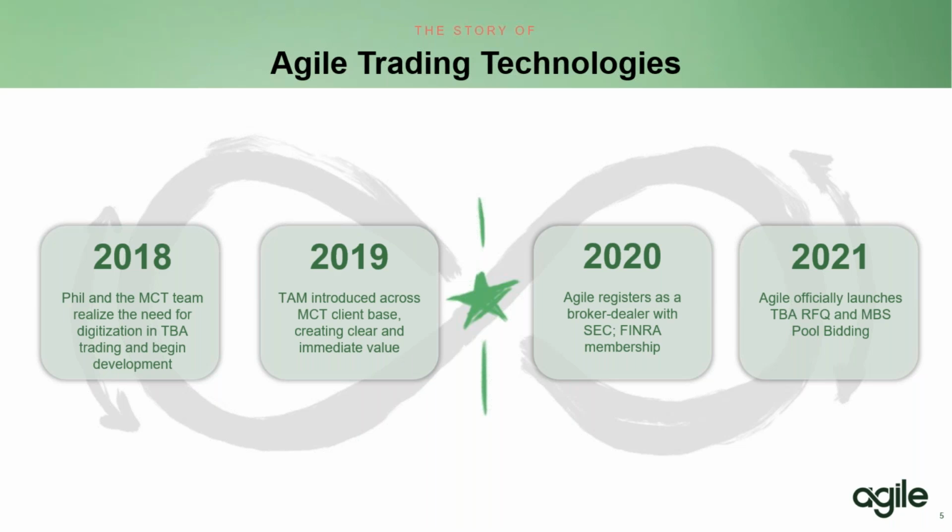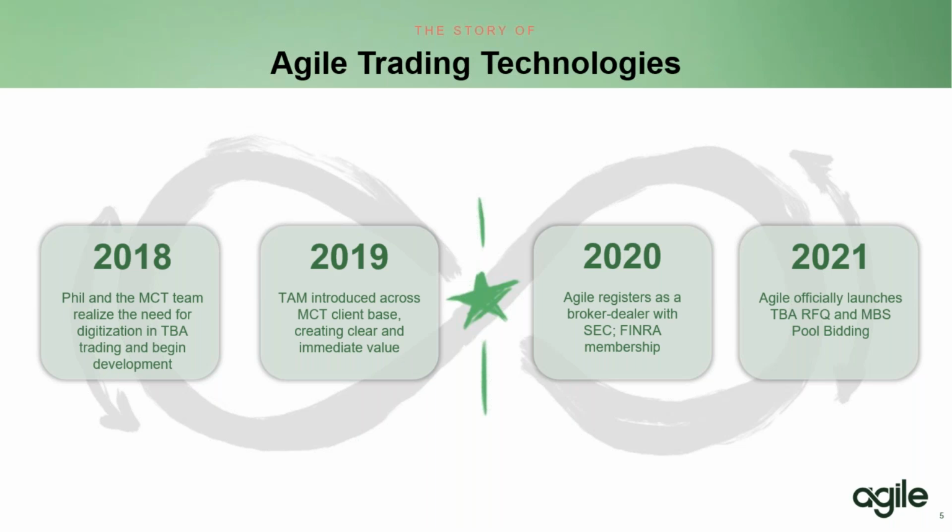As we internally looked at this platform, the advantages of TBA trading, and the impact it could have on the industry and on improving the MBS securities market, we came to the conclusion that this technology, the TAM technology, would be significantly advantaged if it was housed within a regulated broker dealer instead of inside of MCT. MCT's business was focused on hedging and best execution loan sales. Agile's would be focused more on the MBS securities market. And so the decision was made to stand up a separate company, and that company is Agile.